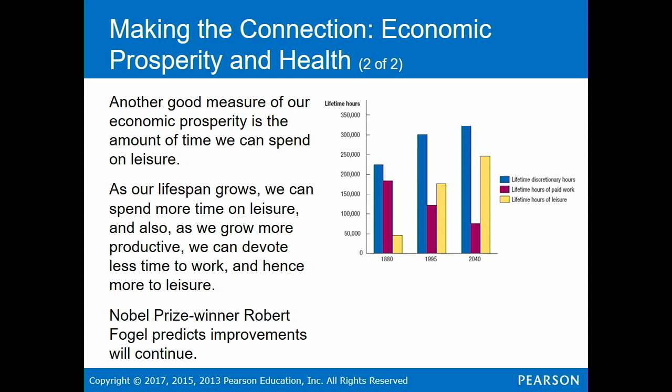John Maynard Keynes, writing in 1930, predicted that by the year 2000 people would be working about 25 hours a week. So we're still working quite a bit more than his prediction. But he was right in the direction of change, that we're seeing fewer and fewer hours being worked. So not only are we healthier, but we get to have more fun when we experience prosperity.